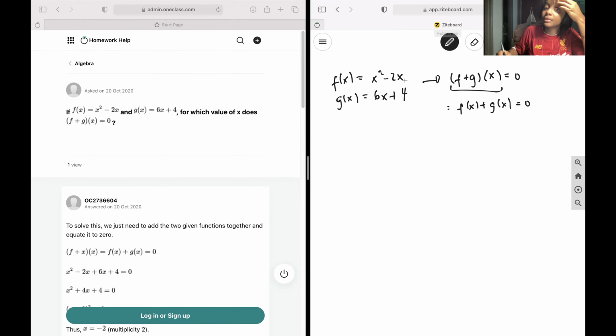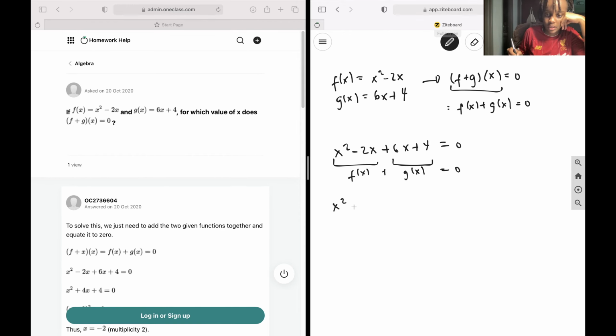Okay, so this is the same thing as writing f of x plus g of x equals 0. And so we're just going to add these two: x squared minus 2x plus 6x plus 4, so our f of x and our g of x is equal to 0. We're just going to simplify this equation: x squared plus 4x plus 4 equals 0.